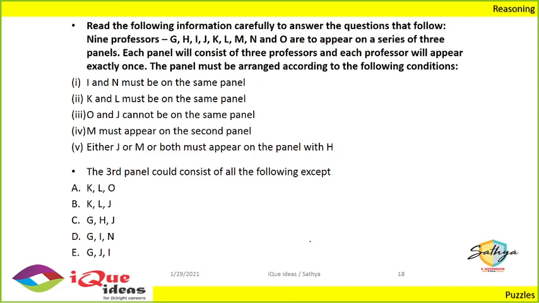Okay, so let's go option by option according to conditions. First condition, I and N must be on the same panel. Is there any option violating it? Well, IN same panel, no problem. पहले ही condition को violate करता हुआ option मिल गया, right? This is not valid because if I is there, then N must also be there, right? We directly got the answer to this. So that's it. Option E, GJI cannot be the right panel.